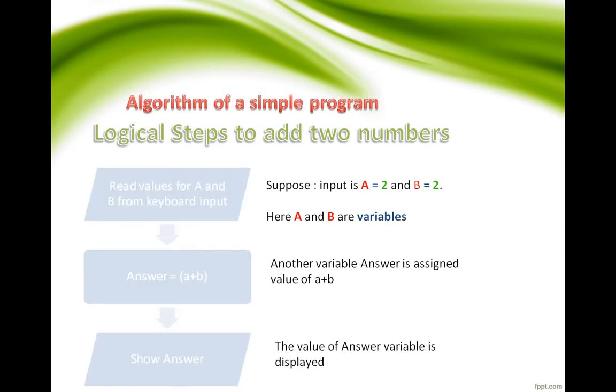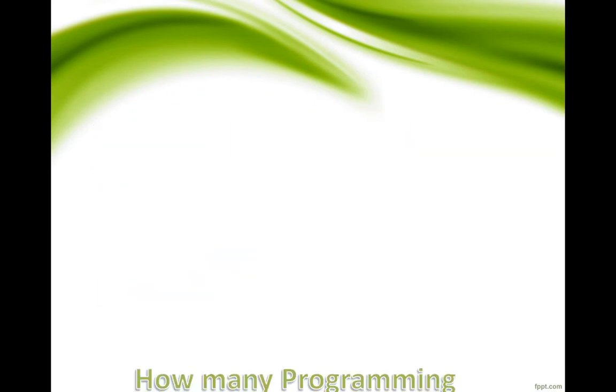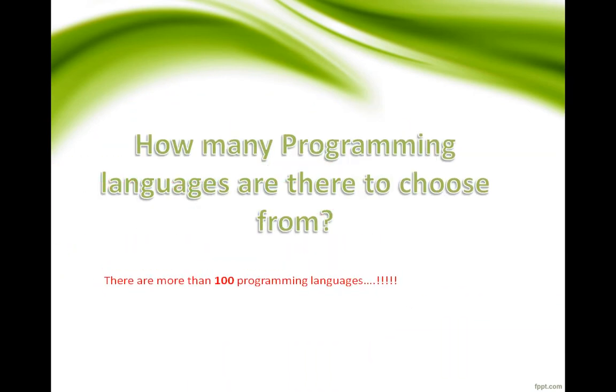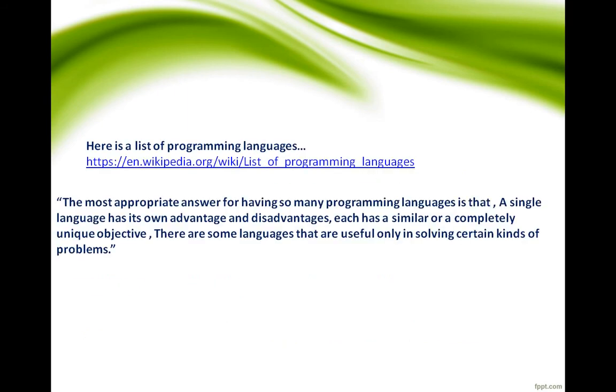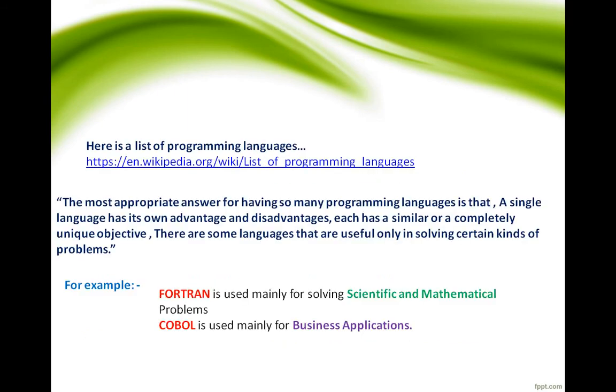So what do we observe? Well, we need to tell the computer each and every small step. Why? Because it's a dumb machine with no IQ. There are languages that are useful in solving only certain kinds of problems. For example, Fortran is used for scientific and mathematical problems. COBOL is used for business applications. The objectives of these 2 languages are quite different.